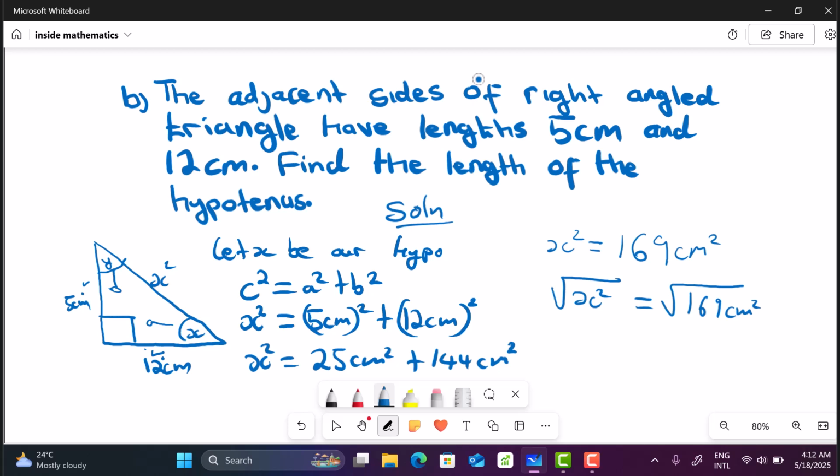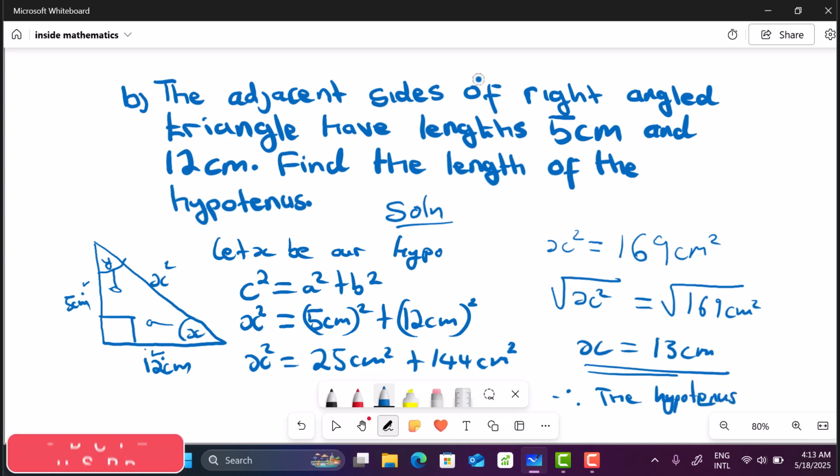So we are having x squared; when we take the square root, we get a single x. Same goes here, we get the square root of 169 square centimeters. Since the square root of 144 is 12, the square root of 169 is 13 centimeters here. So therefore the hypotenuse side is nothing but 13 centimeters. So this is our answer.